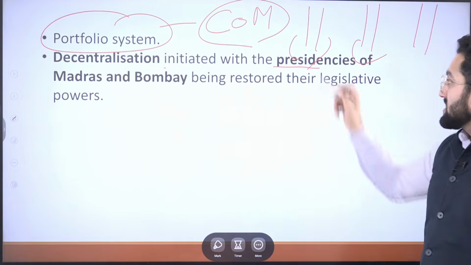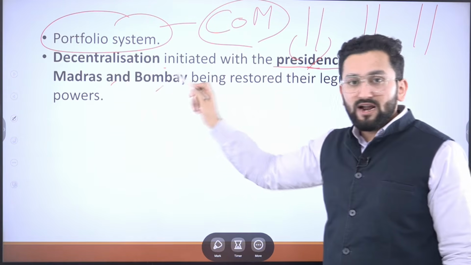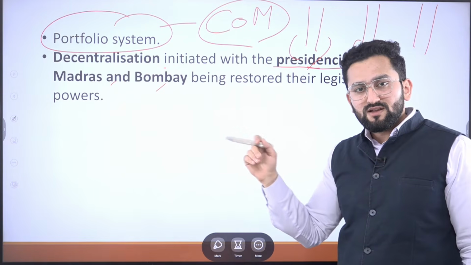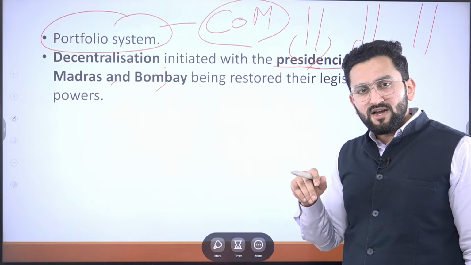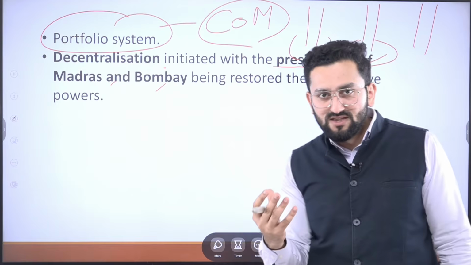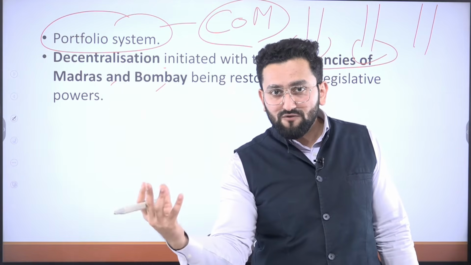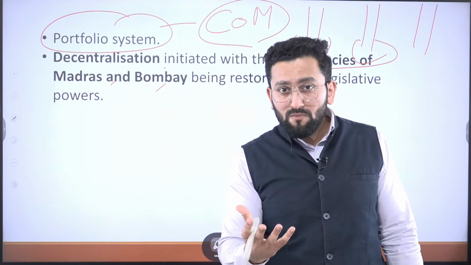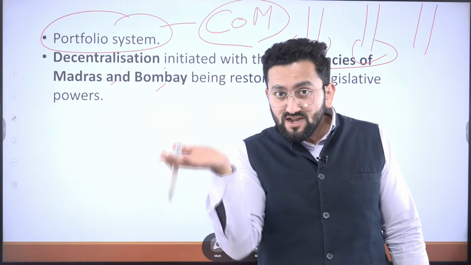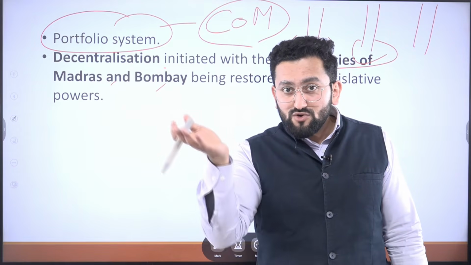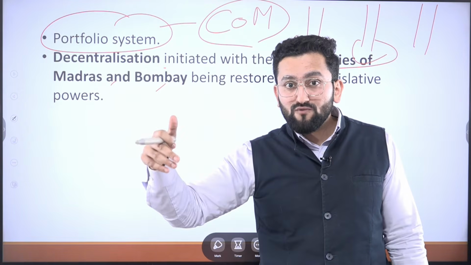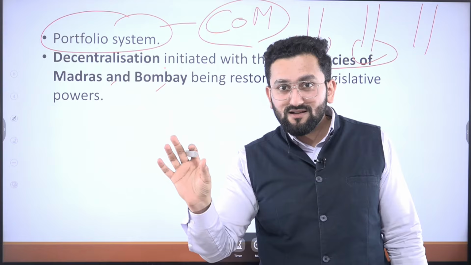Decentralization was initiated in the presidencies of Madras and Bombay. My friends, from 1773 to 1858, we have seen a trend of centralization of power. Earlier there were governors of Bengal, Madras and Bombay. Then the governor of Bengal was given the title of Governor General of Bengal. Then that position was given the title of Governor General of India. So this is how power was being centralized, right?